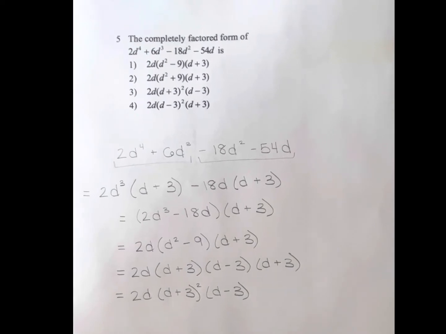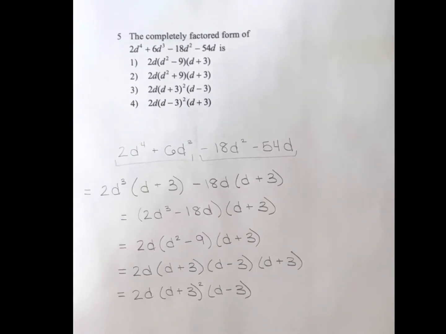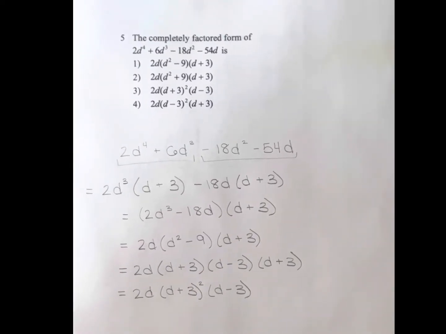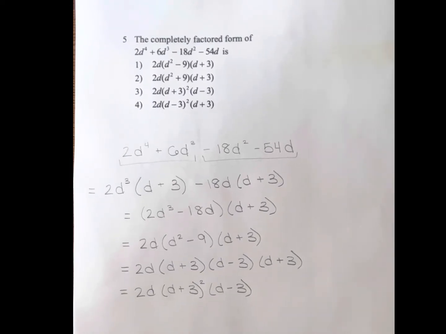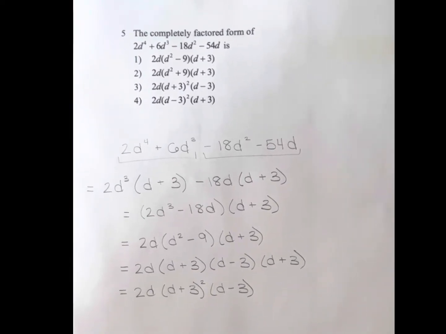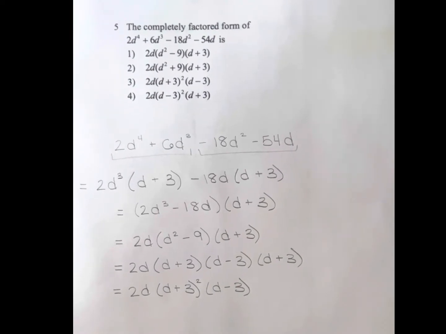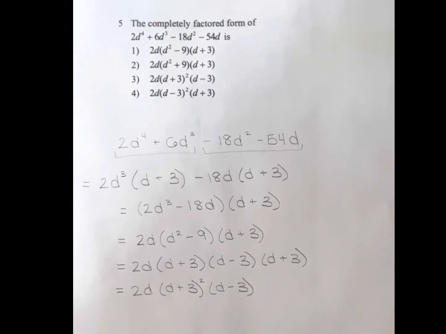Because we have two of the same binomials, we can combine them, and our answer would be 2d times (d plus 3) squared times (d minus 3). So the answer to this question would be choice 3.